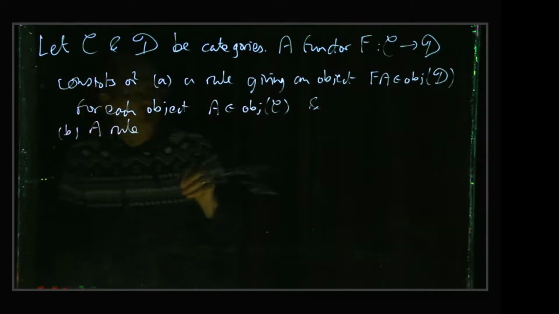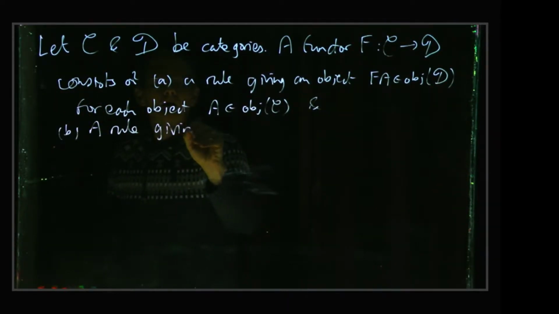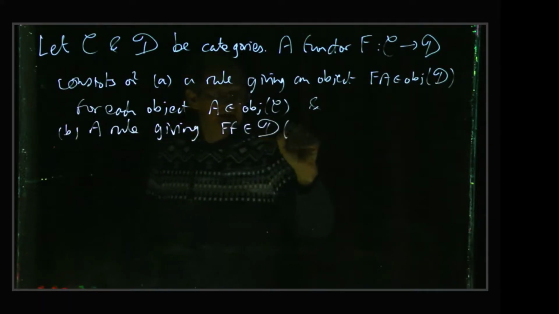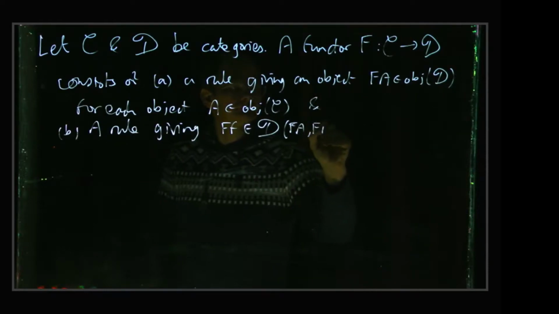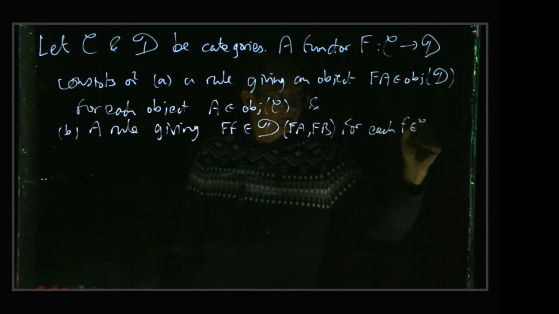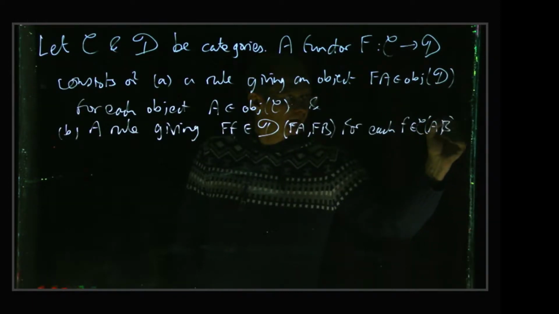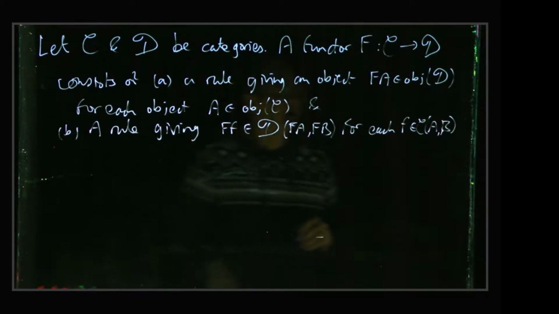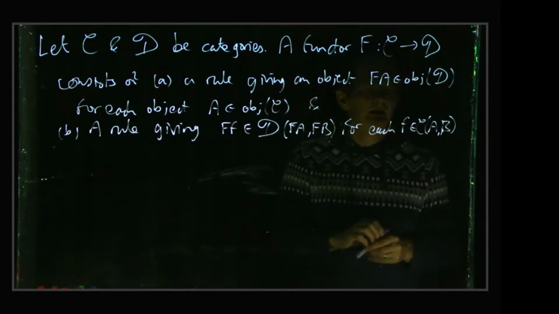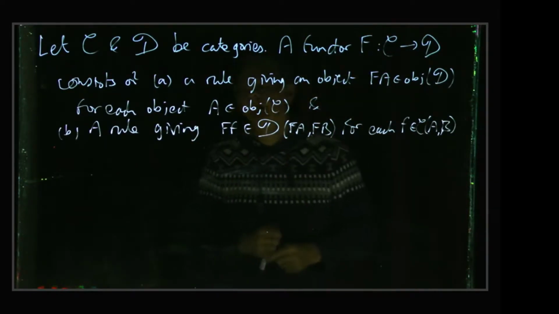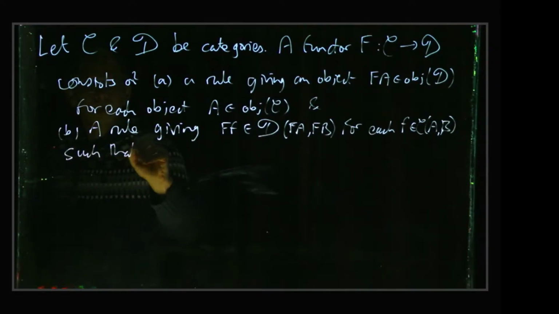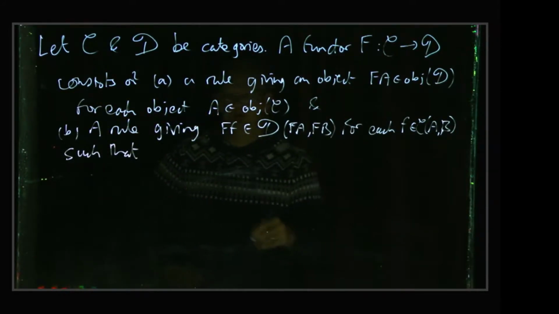And then next, a rule giving a morphism Ff, a morphism in D from FA to FB, for each morphism f from A to B in C. Okay, so this second thing is a way of converting morphisms in C to morphisms in D. And these things are supposed to satisfy two axioms.